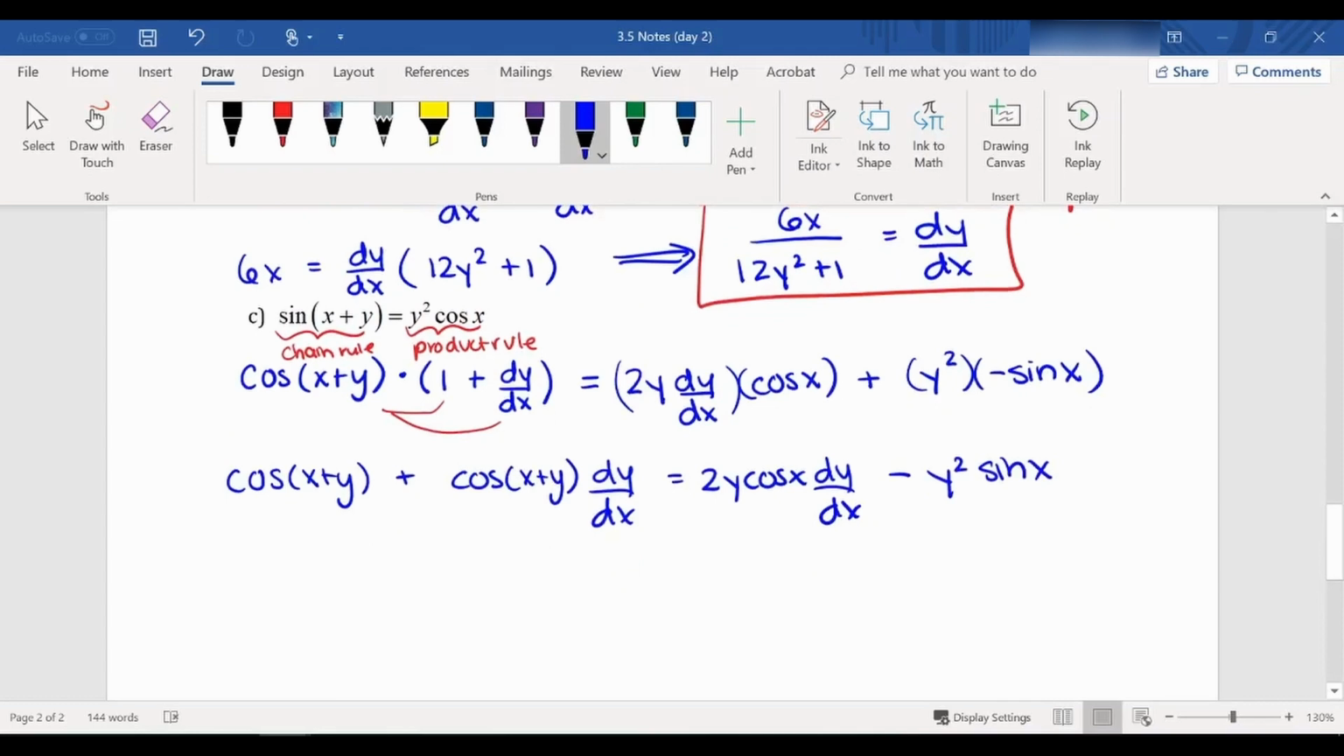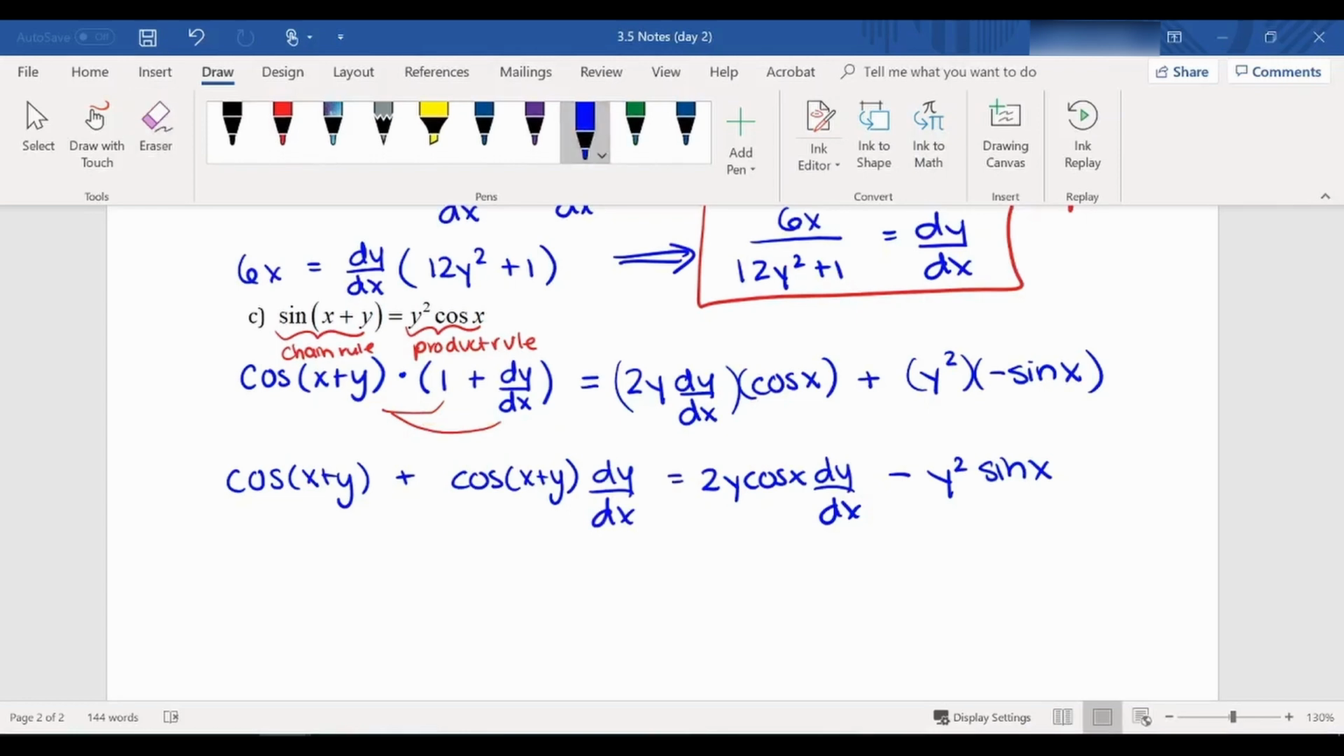Just a reminder, on this left-hand side, cosine of x plus y, you cannot distribute the cosine in here. That's not okay. You cannot do that. But the 1 plus dy dx that's separate here, this part is not inside the cosine. This is being multiplied by the cosine, and that's why we've essentially distributed the cosine into those brackets.